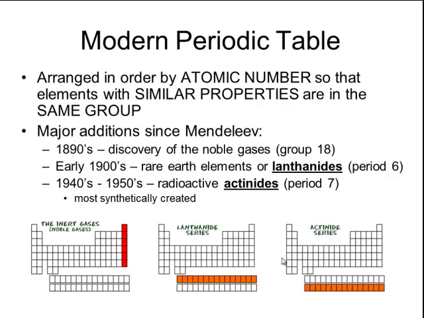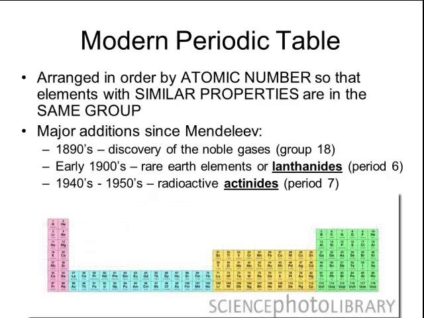Now remember that period 6 and period 7 on the periodic table are actually placed below the periodic table in order to conserve space. Because if we didn't do that, then the periodic table would be very wide and wouldn't easily fit into textbooks and other reference material.